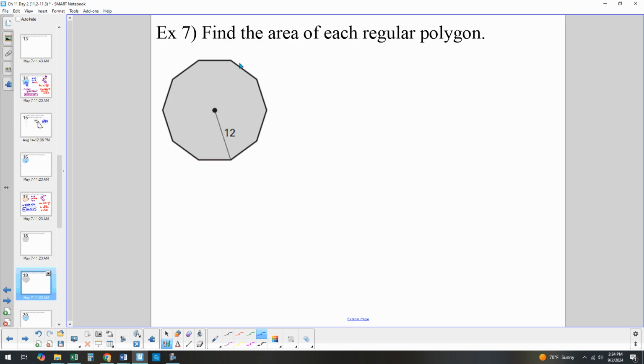Example 7. Let's set it up. n equals, a equals, s equals. So there are 1, 2, 3, 4, 5, 6, 7, 8, 9, 10 sides for this shape. This 12 is inside, but it doesn't go to the middle of the side with a right angle. It goes to a vertex. So 12 is actually the radius in this problem, which means we don't know a or s. So we're going to have to find both of them.